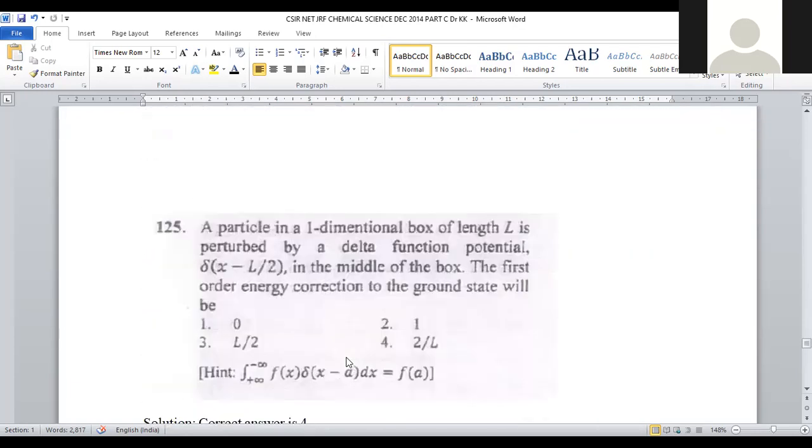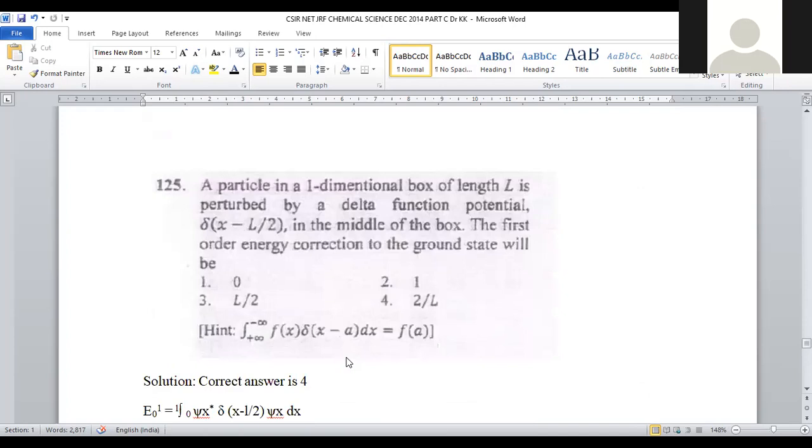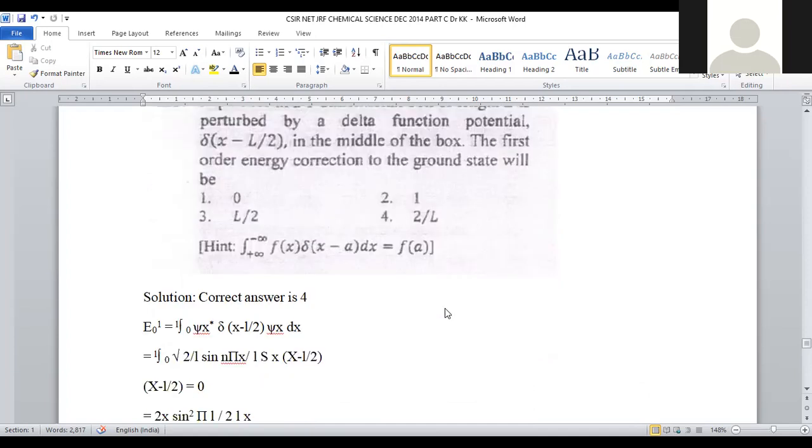Let us move on to question number 125. A particle in a one-dimensional box of length L is perturbed by a delta function potential, delta of x minus L by 2, in the middle of the box. The first order energy correction to the ground state will be, first order energy correction is required for this. Again, it is a question from physical chemistry, and you can say it is quantum mechanics. Particle in the one-dimensional box is to be considered.